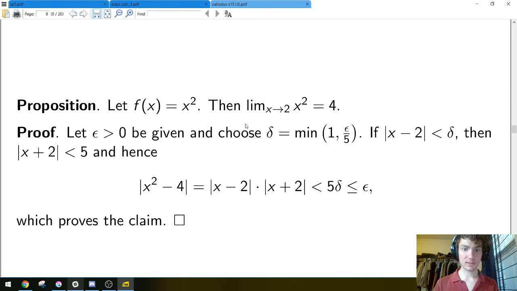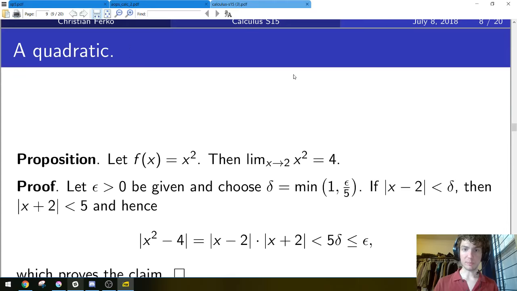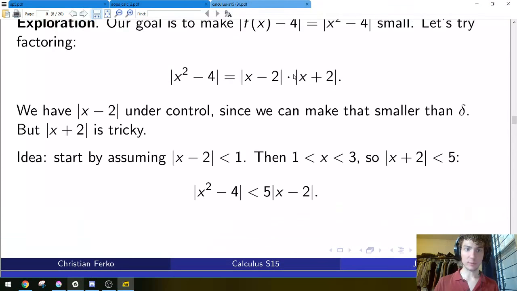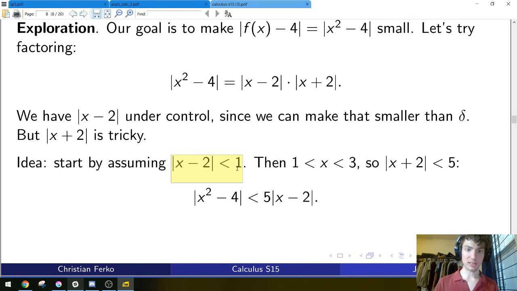You hand me an epsilon. I choose delta to be the smaller of 1 and epsilon over 5. The reason we need to pick the smaller of these two is that we paid the price for making this assumption in the first step. We assumed x is within distance 1 of 2, which means delta is at most 1.